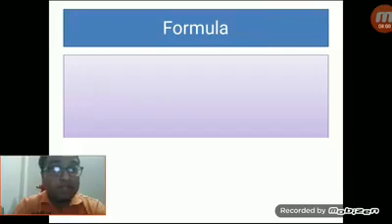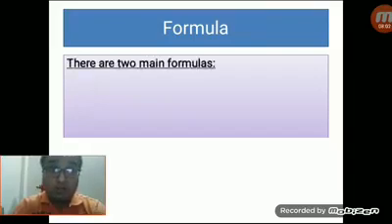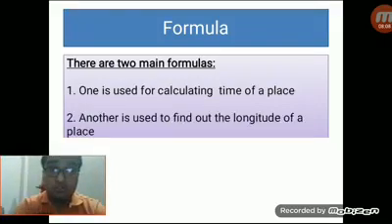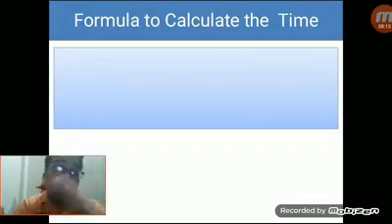Next, the formulas. Basically there are two formulas. One is used for calculating the time of a place, and the other is used to find out the longitude of a place. At first, I am going to show you the formula to calculate the time.